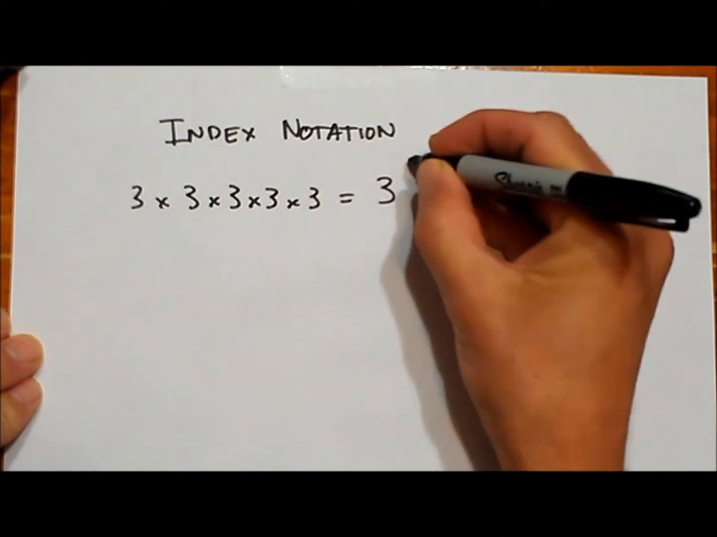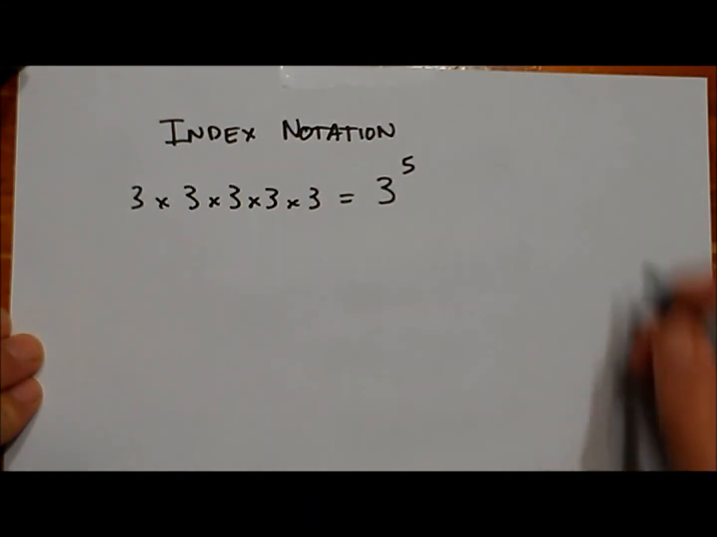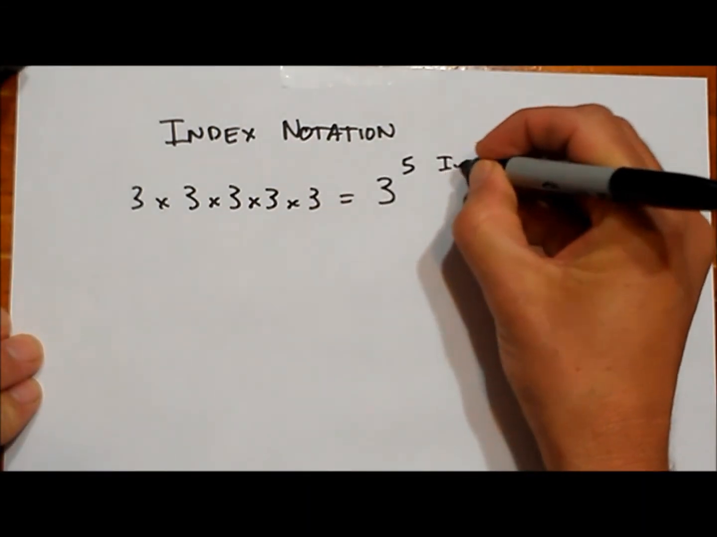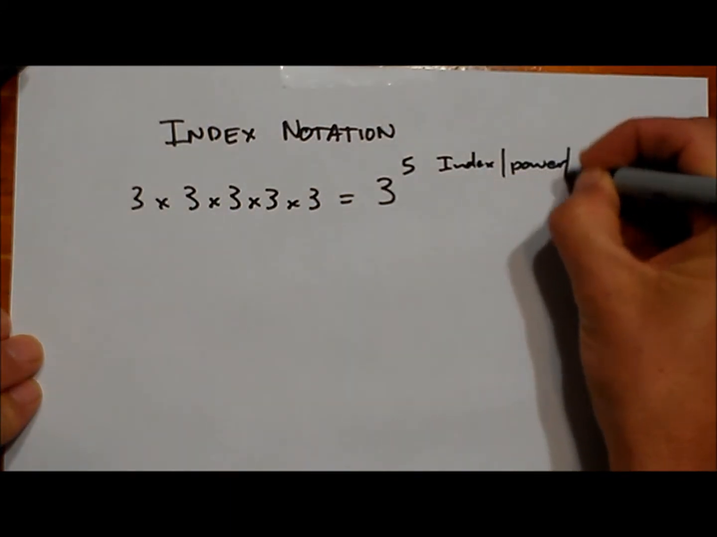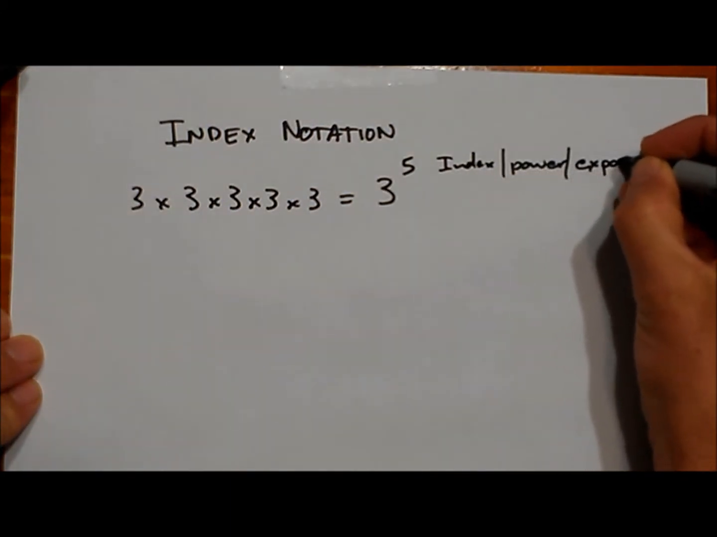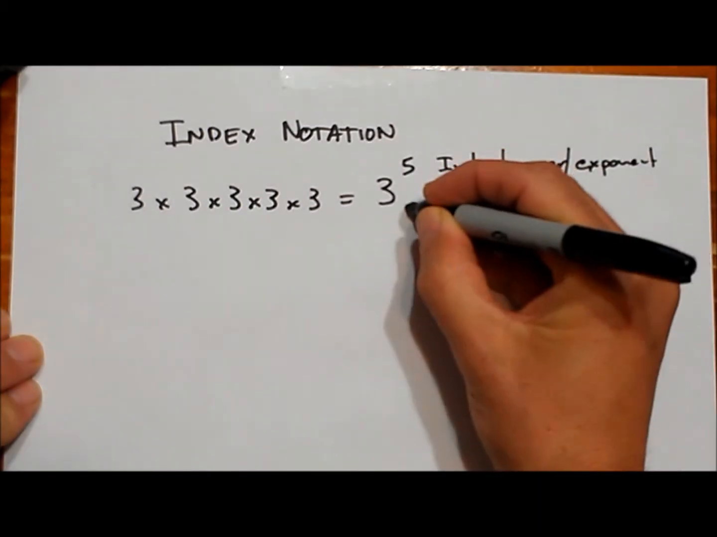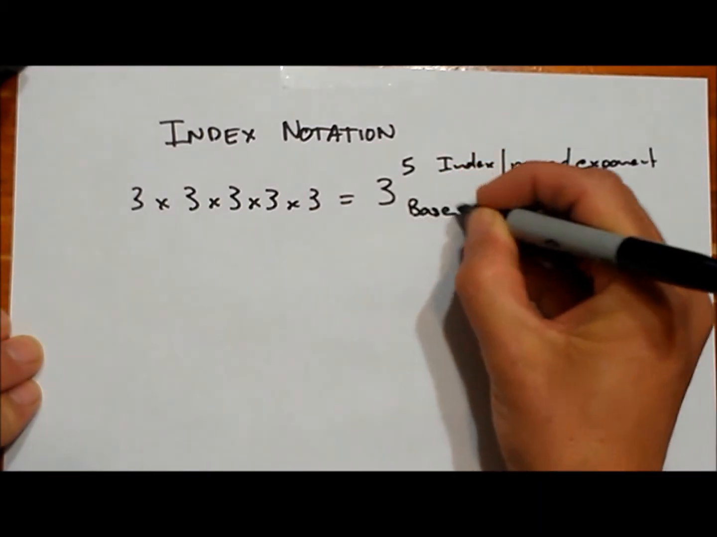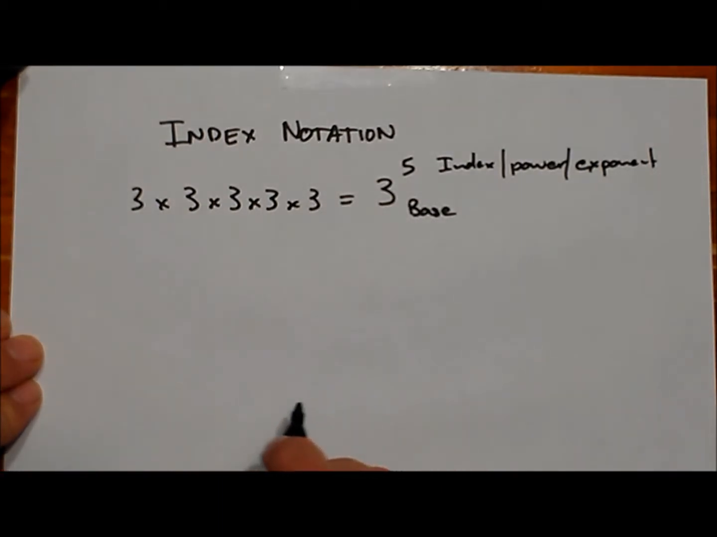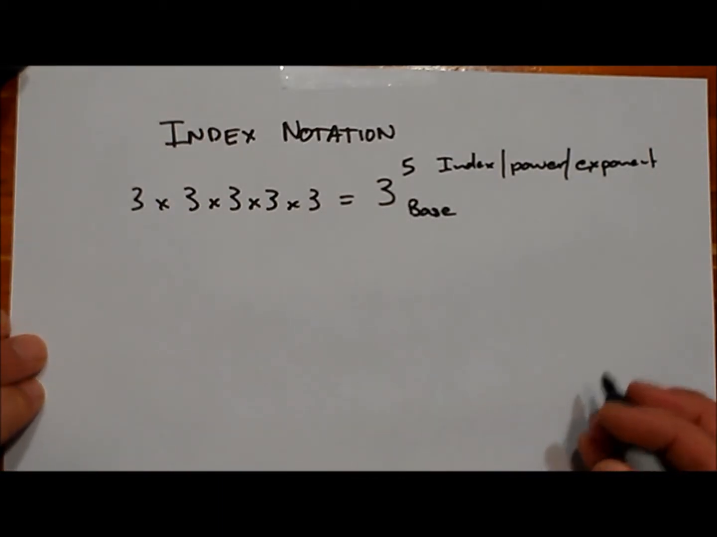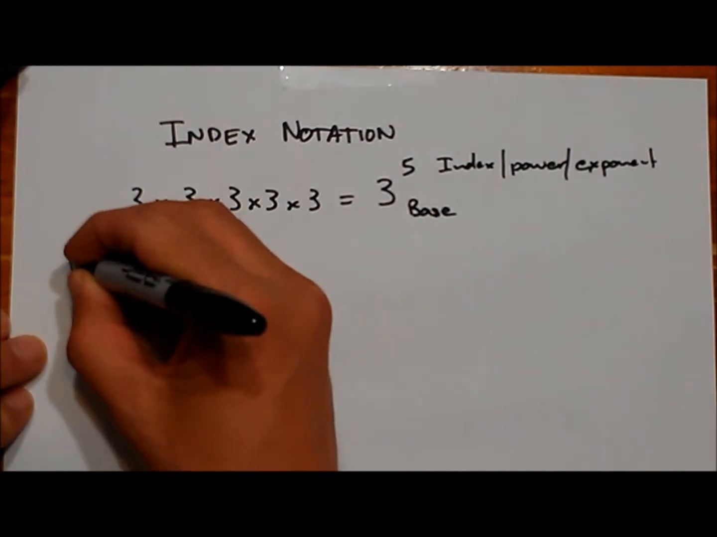in this form. And so what we call this up here is we call this the index. You'll also see it called the power, and you may even see it called the exponent. Whereas down the bottom here, this is the base. And we say 3 to the power of 5, meaning 3 multiplied by itself 5 times. Now I'm sure you're familiar with this. I'll just do some quick examples.